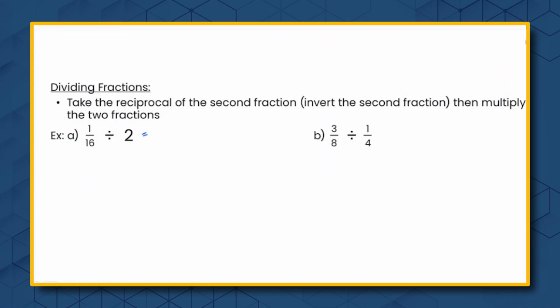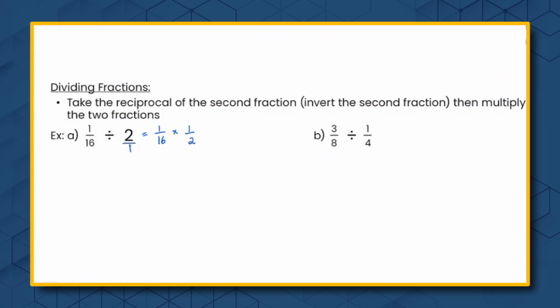We have 1 over 16, and we're going to divide it by 2. Now remember, if you see a whole number in a fraction, in its fractional form, this represents the fraction 2 over 1. So when we are dividing, we're going to take, in this case, 1 over 16. And again, the general rule is we're going to now multiply by the reciprocal of the second fraction. So if that second fraction right now is 2 over 1, we're going to take the reciprocal. That means we're going to flip it so it becomes 1 over 2. Just like that.